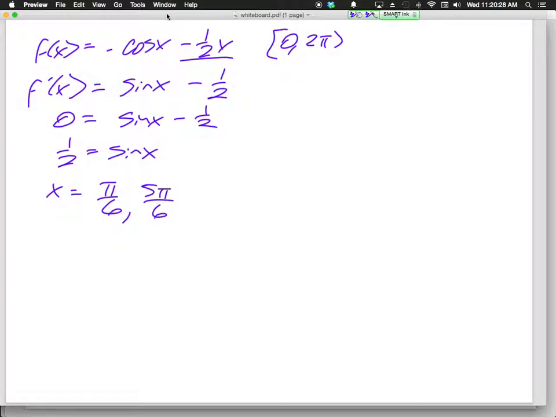So now what do I want to do? Those are critical points. Now I've got pi over 6 and 5 pi over 6, but I actually need to put endpoints on this one. Why do I put endpoints on this one? Because they gave me a domain restriction, 0 to 2 pi. So I've got to have 0 here and 2 pi there.